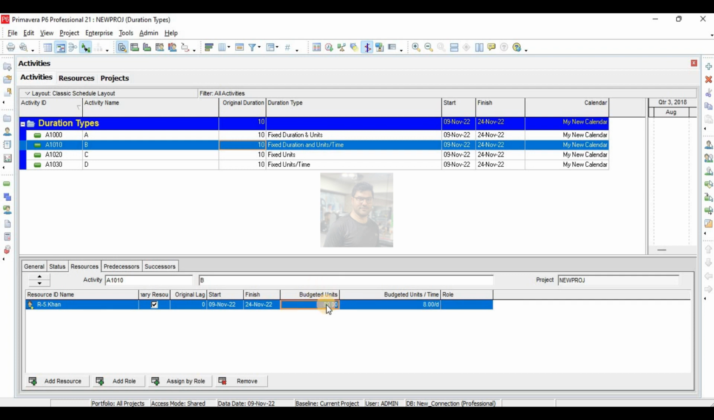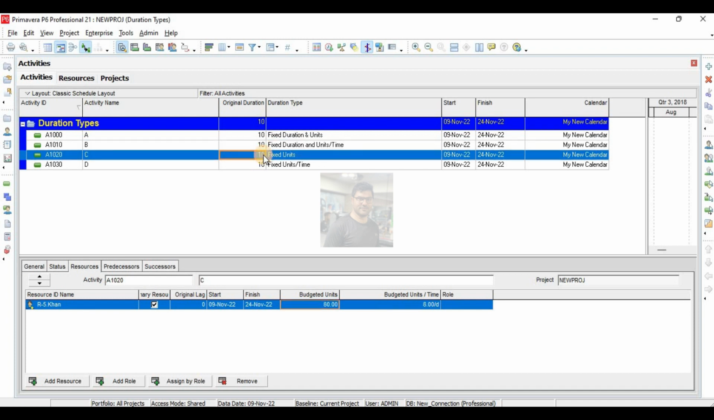But what if I change units? So here the priority of duration will not change, but units per time will change. Let's say I make it 160. So units per time will change, not duration. So in both fixed duration and units and fixed duration and units per time, duration is fixed until you change it manually.